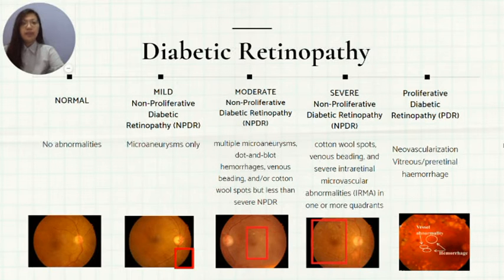For the mild NPDR, the fundus images might contain microaneurysms only. However, for the moderate NPDR, it may contain multiple microaneurysms, hemorrhage, and cotton wool spots, but less than severe NPDR. For the severe NPDR, it might contain cotton wool spots, venous bleeding, and severe intraretinal microvascular abnormality, also called IRMA, in 1 or more quadrants.